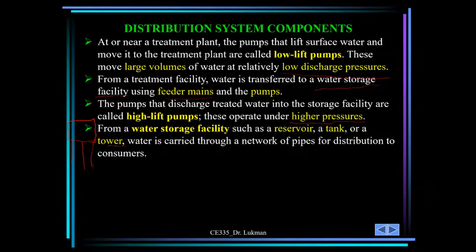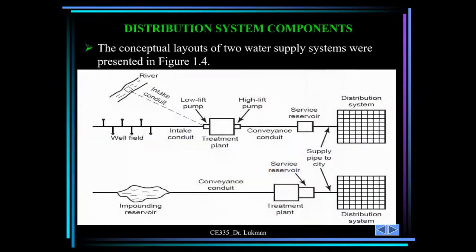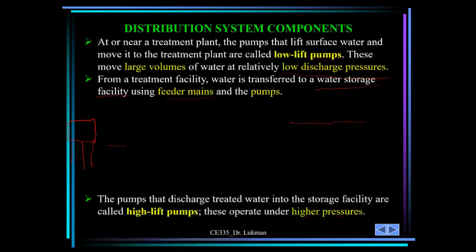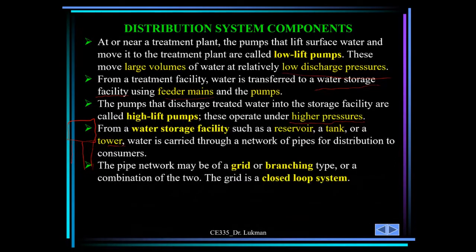Water is carried through a network of pipes for distribution to consumers. And this is exactly what we have here. Low lift pumps pump to the treatment plant. High lift pumps extract water to the service reservoir. Then from the service reservoir to the distribution system. This is simply describing that figure. It's carried for distribution to consumers.